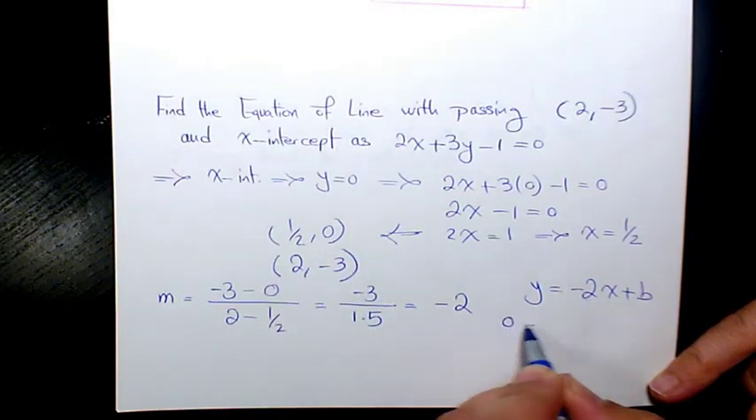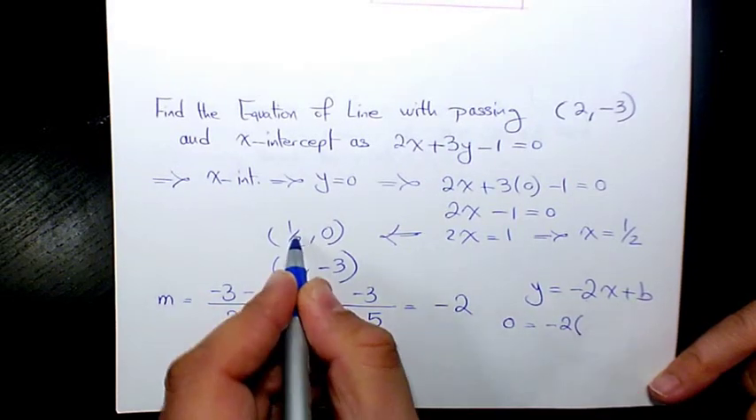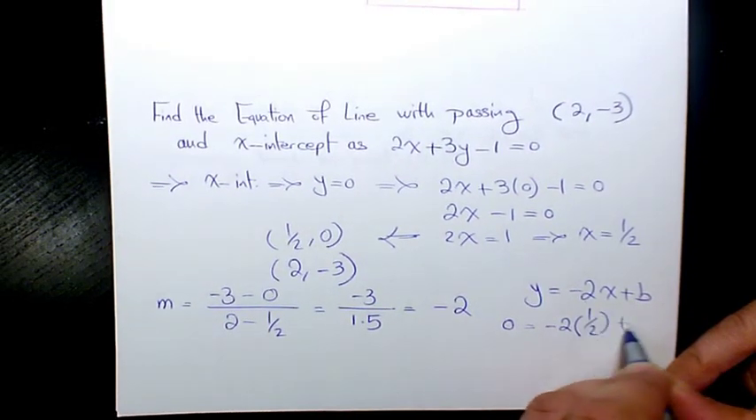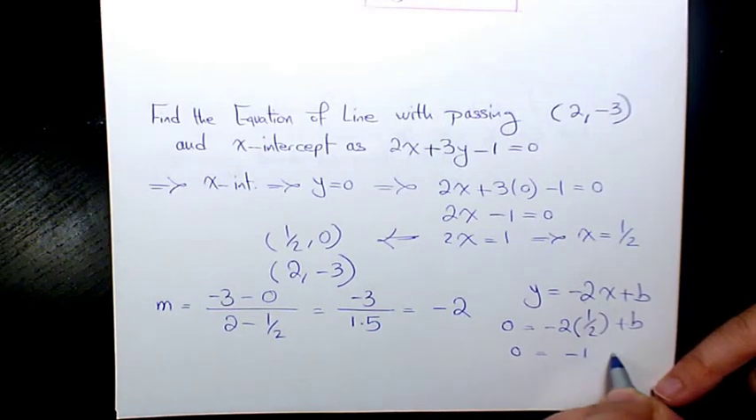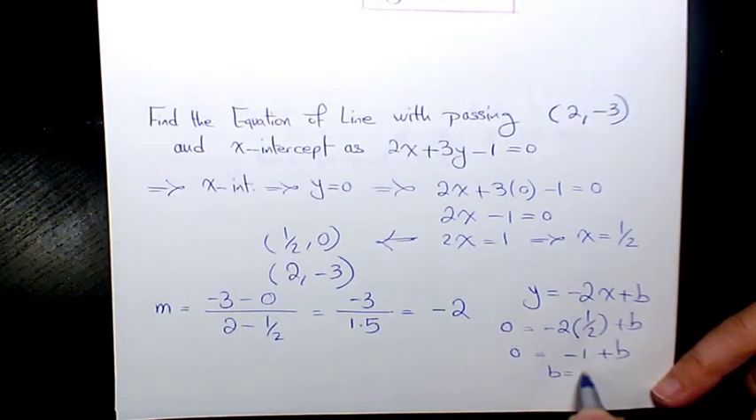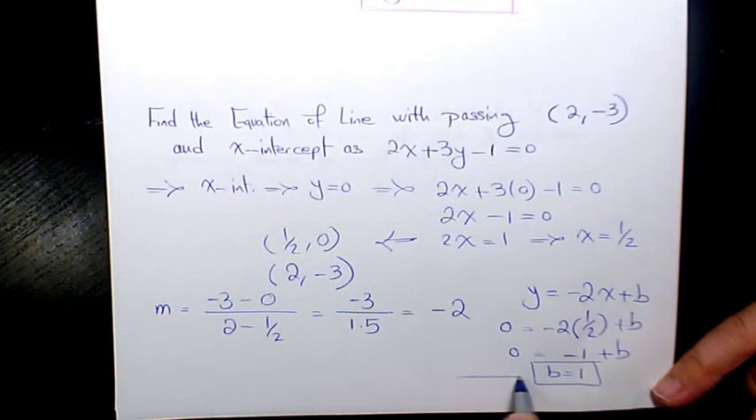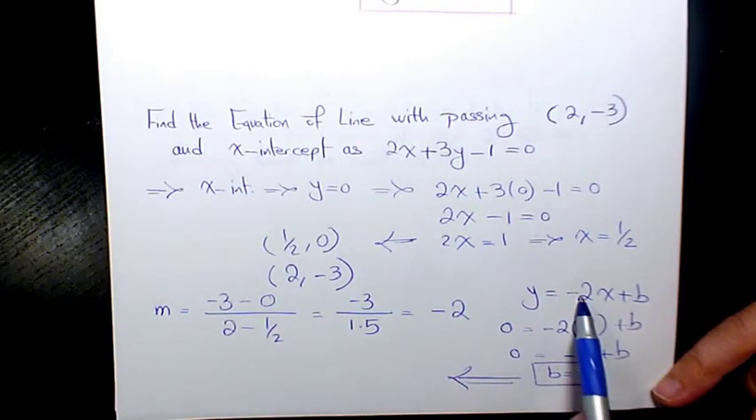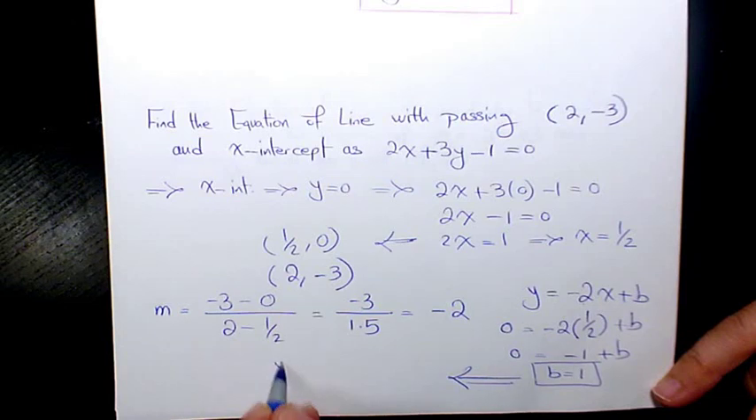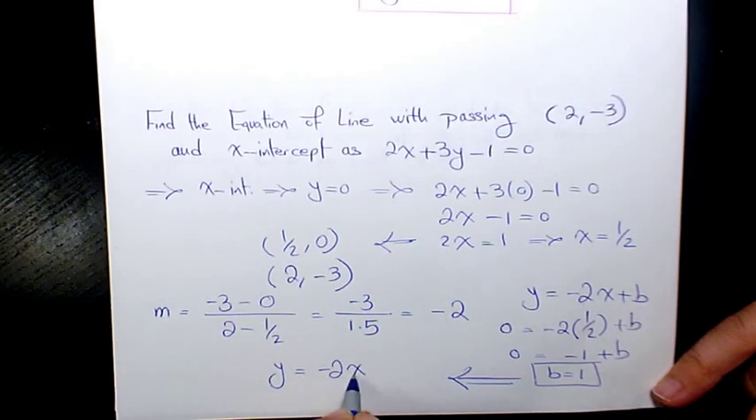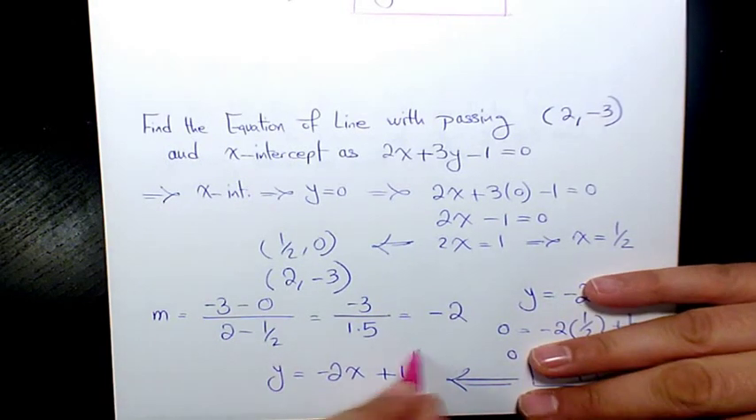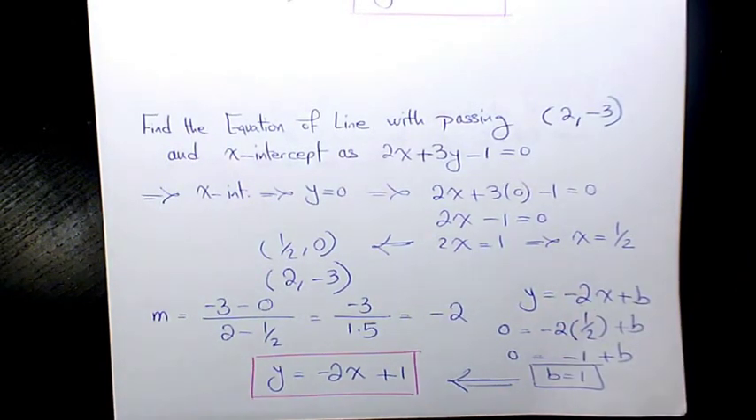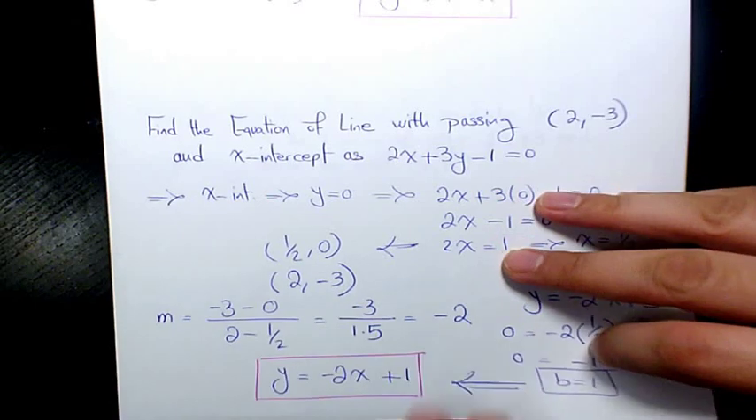So y is 0, negative 2 times x, which is 1 over 2, plus b. So you have negative 2 times half is going to be negative 1 plus b. So it means that b is 1. So now we have the m, we have the b. So the final equation of line is going to be negative 2x plus 1. That's the equation of line.